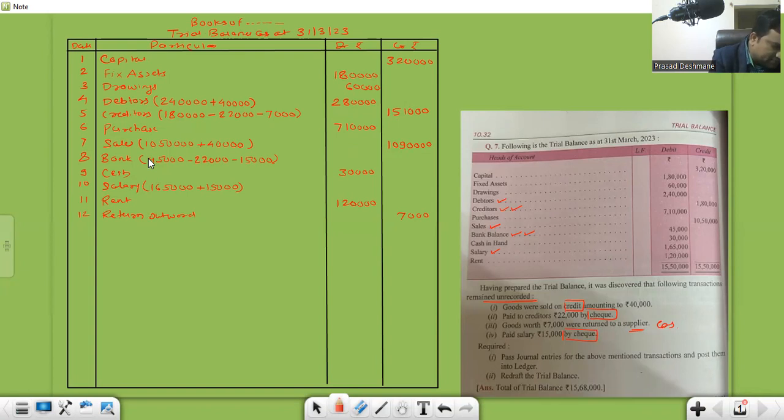Bank balance 45,000 minus 22,000 minus 15,000. And the creditors figure, isn't there one more zero? No, it's correct, 1,51,000. Bank balance 45,000 minus 22,000 minus 15,000 comes to 8,000. Bank balance is an asset. That's why debit. Then salary 165 plus 15, 180. Salary is an expense. That's why debit.